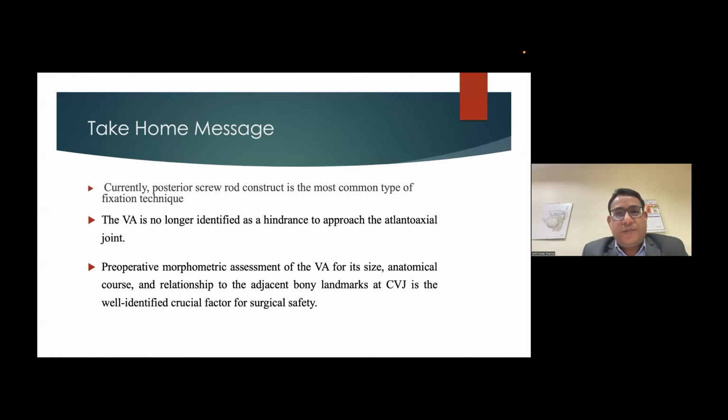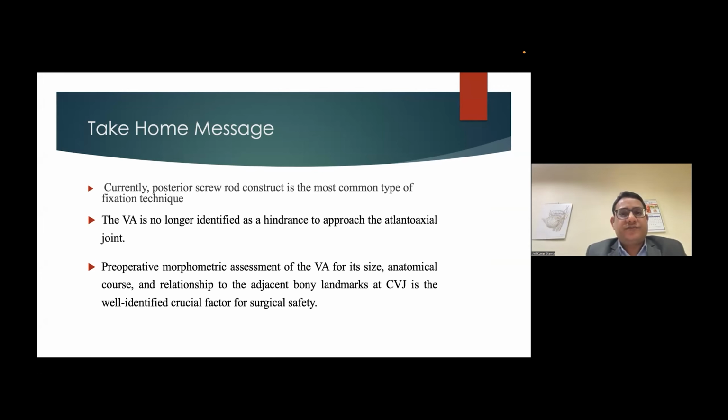So what is the take-home message? As our understanding has increased over the past 2 decades, there is a shift toward posterior screw fixation, C1 lateral mass fixation, and C1-C2 fixation. And the C1 lateral mass screw is considered a superior construct because it's biomechanically superior as compared to other techniques.